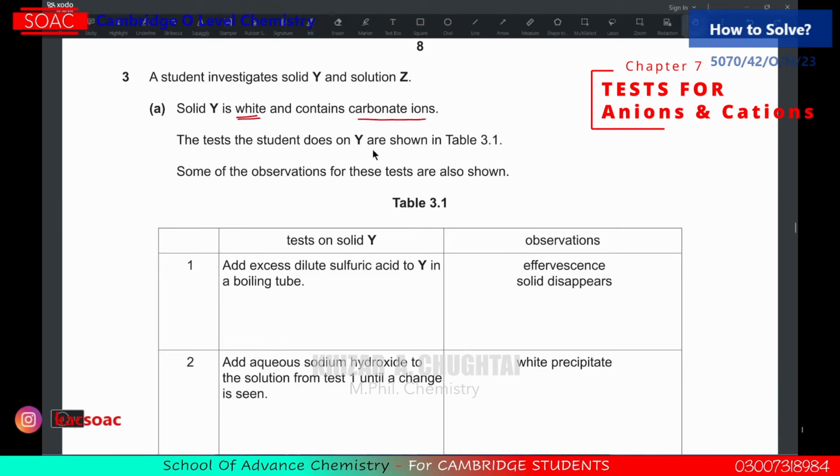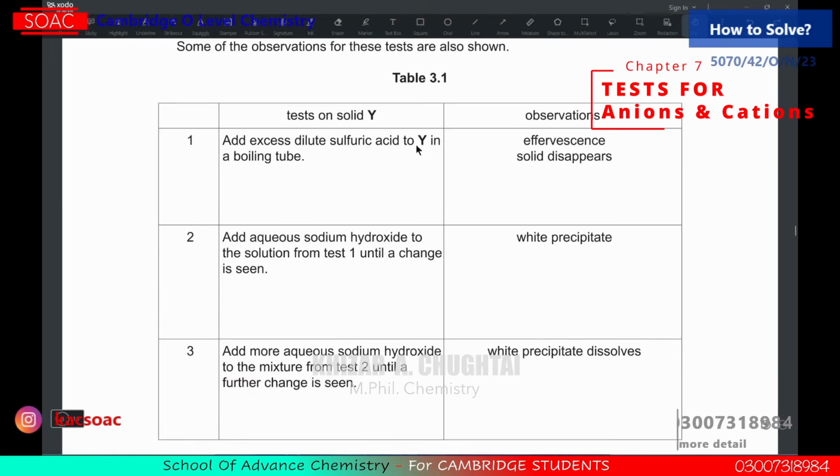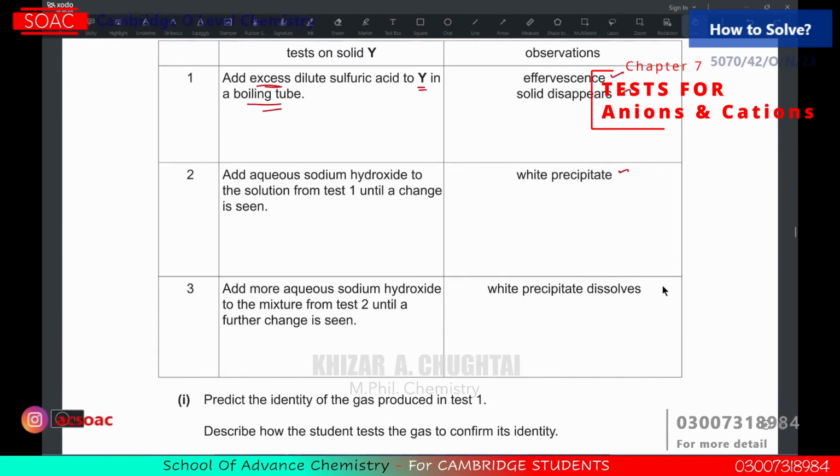The tests the student does on Y are shown in table 3.1. Some of the observations for these tests are also shown over here. Test 1: add excess dilute sulfuric acid to Y in the test tube, effervescence, solid disappears. Test 2: add sodium hydroxide to the solution from test 1 until a change is seen, white precipitate is formed. Test 3: add more sodium hydroxide to the mixture from test 2 until further change is seen, white precipitate dissolves.